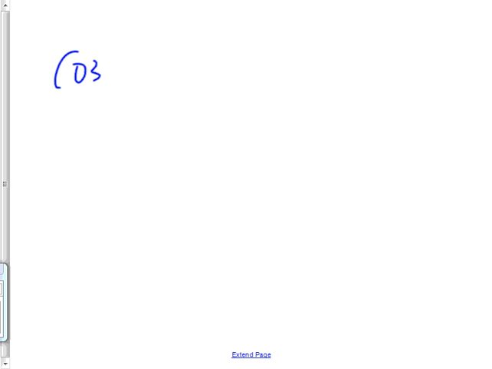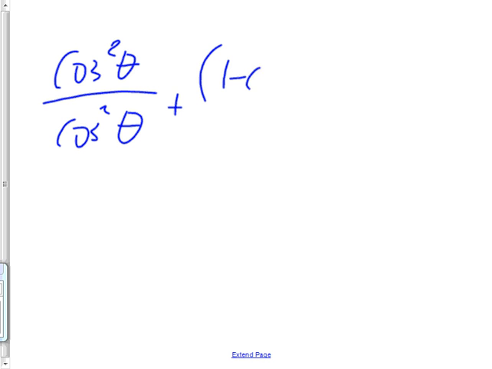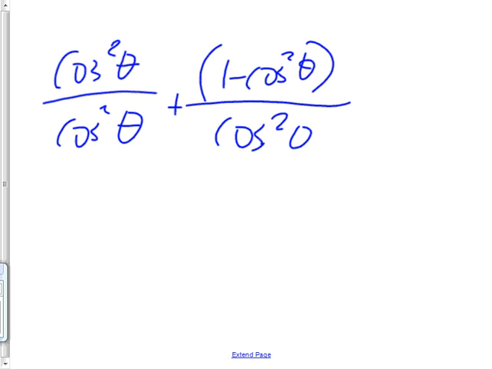Okay, so here we go. Cosine squared over cosine squared plus 1 minus cosine squared over cosine squared should be equal to secant squared.